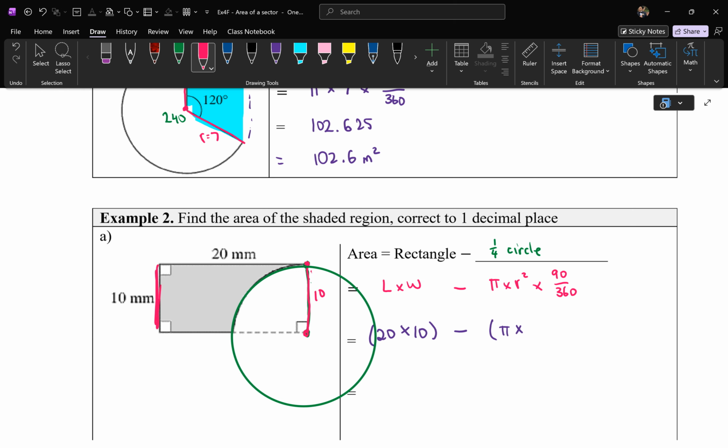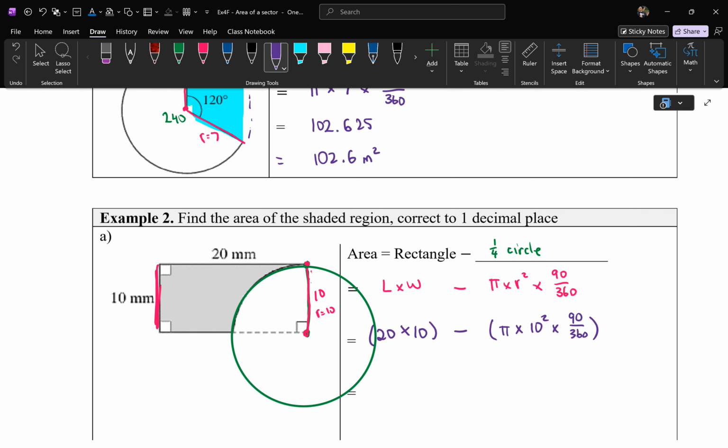Okay? And that's the only part that's problem solving. So that's what you have to be able to do to look at this composite shape to see if you can identify some of the key properties of the shapes that you know. So radius is 10. We can see here radius is equal to 10. So then it becomes 10 squared times 90 over 360, which is a quarter.